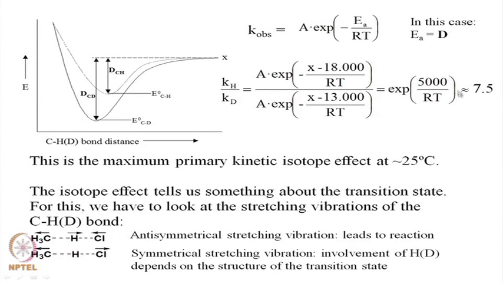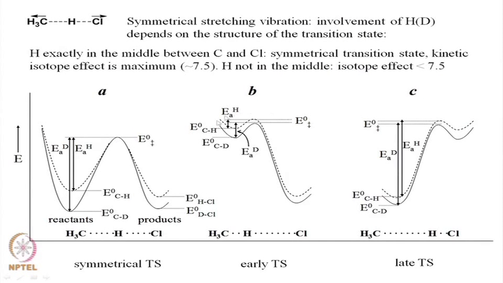As I told you, the maximum kinetic isotope effect you can expect at 25 degree centigrade is of the order of 7.5. So here you can expect about 7.5 for kH by kD, but not in these two cases. You see that this is your reactant side, this is your product side. In the reactant side it is the CH bond, and on the product side it is the HCl bond. In the same way, CH3D is the reactant side and DCl is the product side.